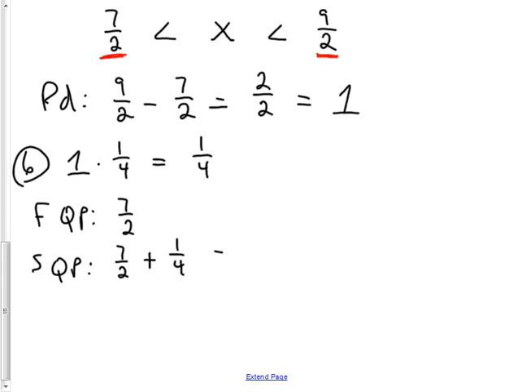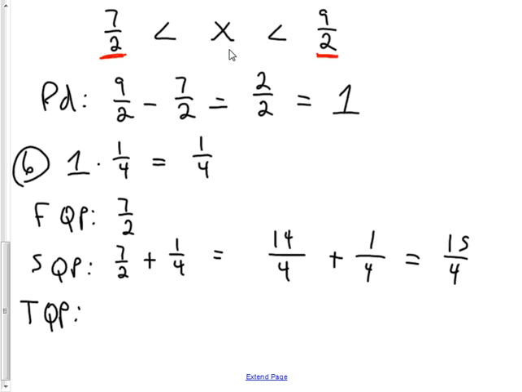So we've got to get a common denominator of 4. So that's going to stay as 1/4. I multiply top and bottom by 2, so that's going to become 14/4. So 14/4 and 1/4 is going to give me 15/4. So for my third quarter point, I'm going to do the same thing. I'm going to take my previous quarter point, which is 15/4, I'm going to add a fourth to that. So 15/4 plus a fourth, that's going to give me 16/4, which is 4.